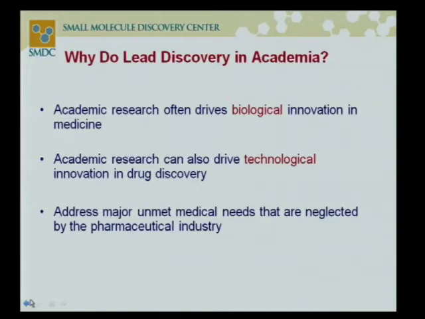Okay, so with those goals in mind, more broadly, why do we do lead discovery or small molecule discovery in academia? I probably don't need to belabor this in this audience, but I do get asked this a lot by pharmaceutical people. And I would say three things. Basically, one, academic research has, for many years, been driving biological innovation. Many of the new targets that we identify and start working on in the pharmaceutical industry were originally discovered at places like UCSF and Berkeley. So we've already been playing an important role in new target discovery, and adding a small molecule spin to that can really help to validate that biology and lower the risk for the pharmaceutical industry picking that up.